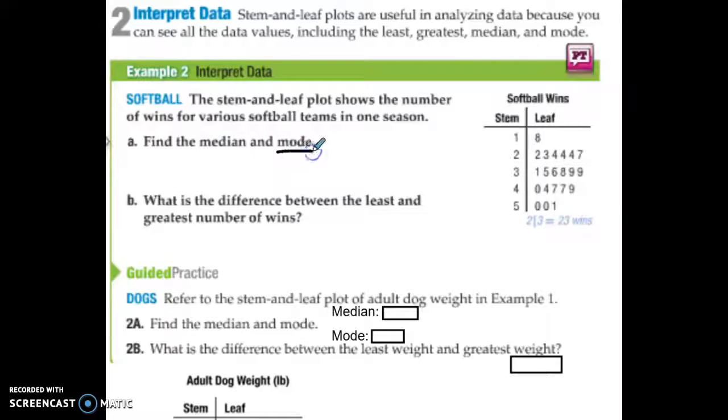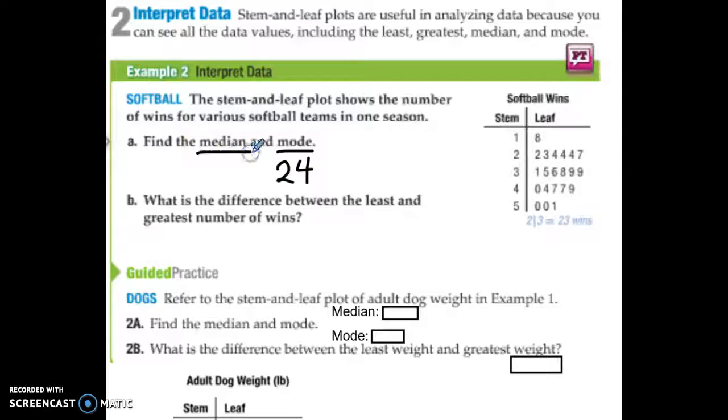So the mode, I'm looking for the most common number. So in a row, is there a number that's repeated the most times? So I look here, an 8, 2, 3, oh, there's 3 24s. Are there any other ones that have 3? There's 2 of those, 2 of those, 2 of those. Nope, so that's the mode. 24 right there. Mode is 24. That's what makes these nice to use, finding the mode.